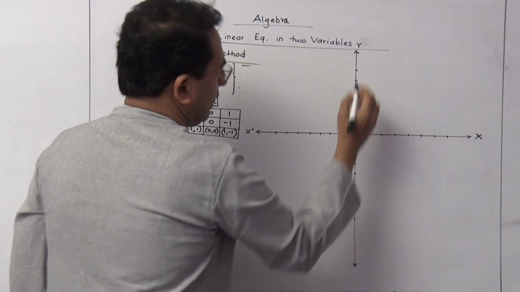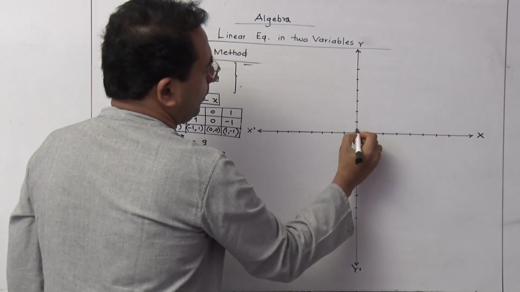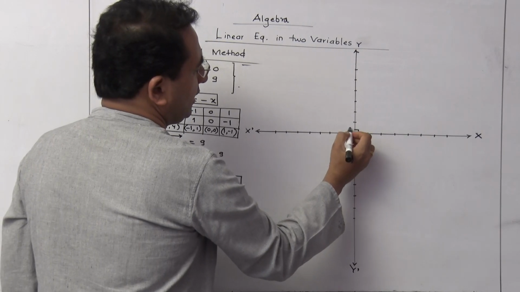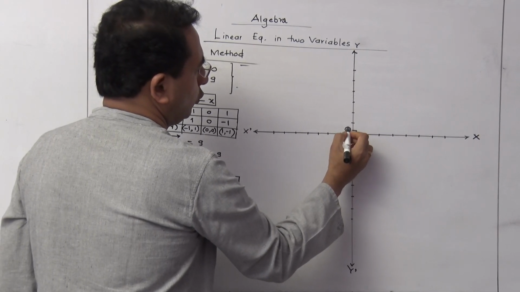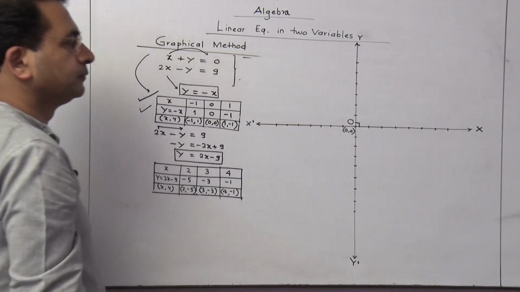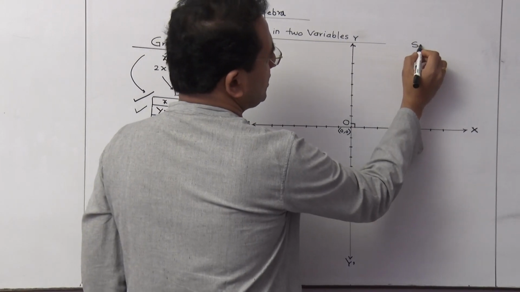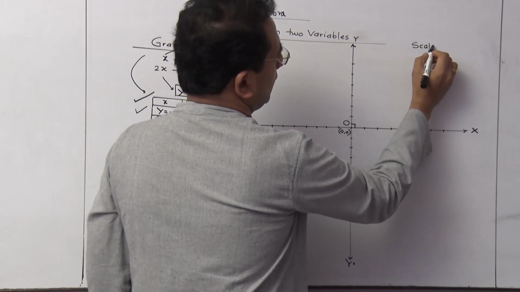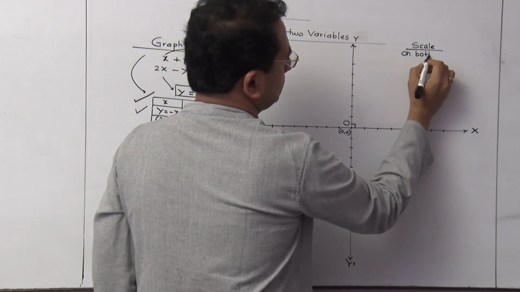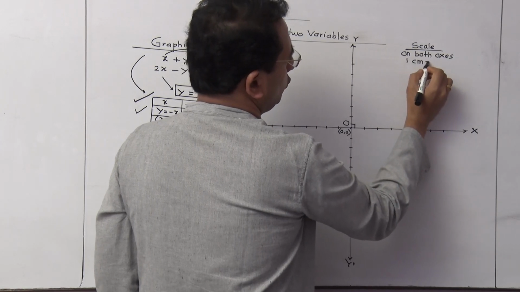This one is y, y dash. These are two axes which are perpendicular to each other, that's why 90 degree. That point is known as origin, that is O, and the coordinates are 0, 0. Correct? Then we are writing scale here on the right side top. And scale is always on both axes. 1 centimeter is equal to 1 unit.